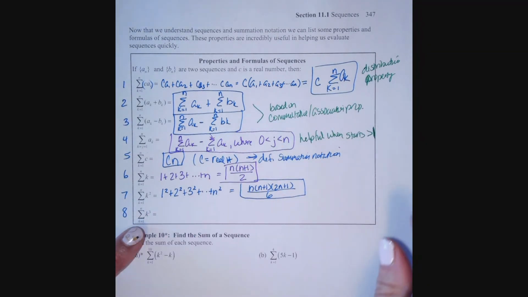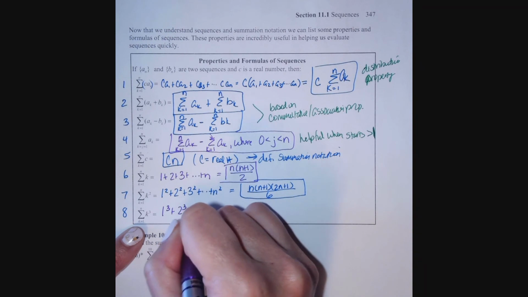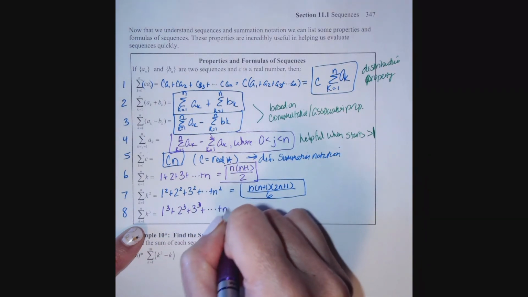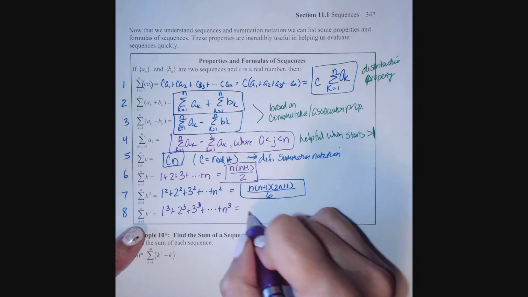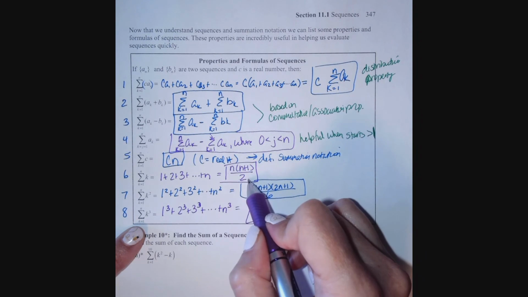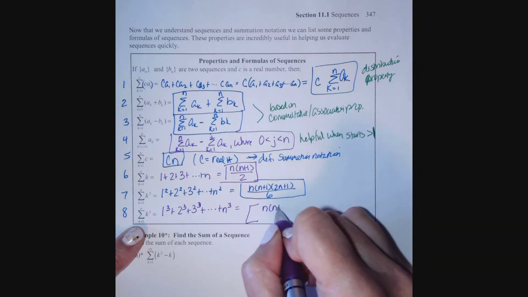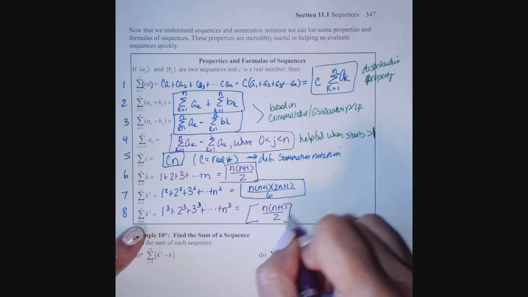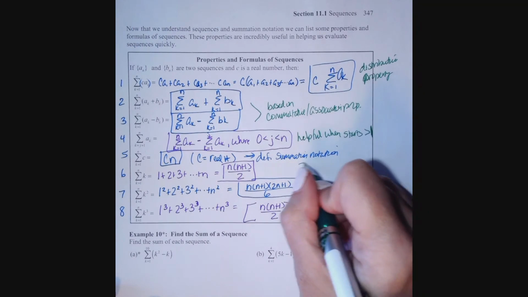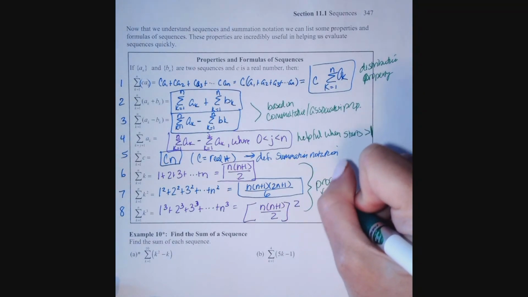For this one where I'm cubing terms, that's the same thing as 1 cubed plus 2 cubed plus 3 cubed all the way to n cubed. That pattern is going to be a little bit more complex. It looks like this: n times n plus 1 over 2, but then I square that. So these last three we're not going to prove right now because the proofs require induction.